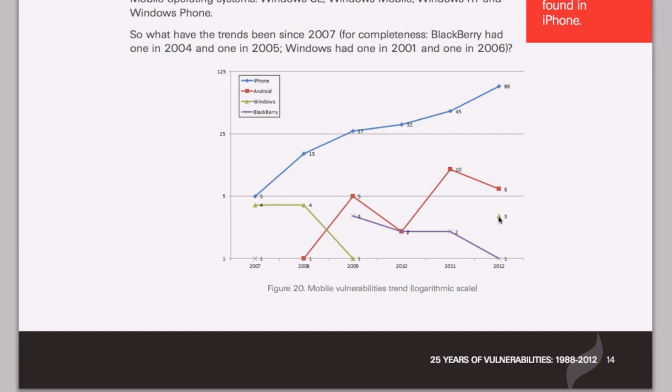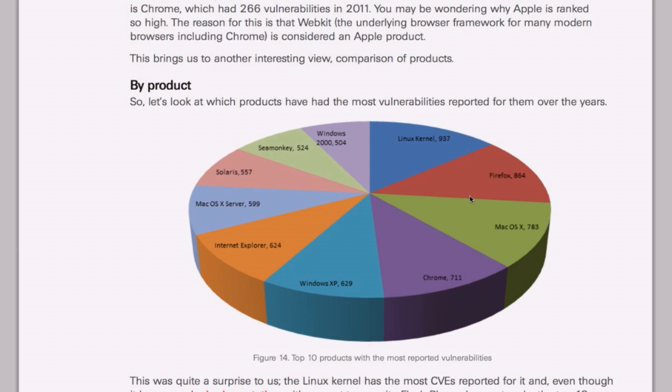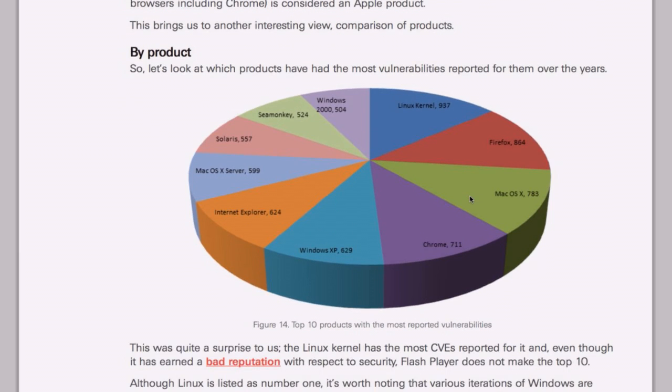You see that with 3 in 2012. It comes back. It's basically completely off the radar. iPhone has just been trending up constantly. Yeah, it really has. And interesting, Android's kind of wonky. And then BlackBerry's been going down because nobody buys them anymore. Oh, boy. That's a new one, and apparently people like it, but whatever. They've also got it broken down by product: Linux kernel, Windows, Chrome, SeaMonkey, Mac OS X. Really, really good PDF, and we'll have that linked.